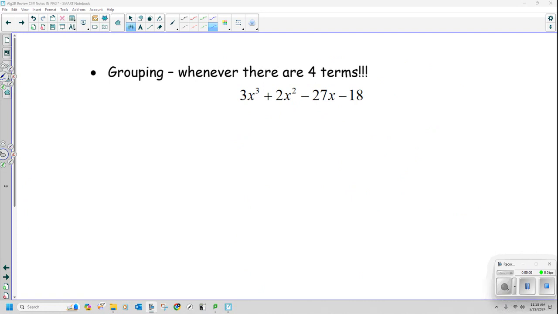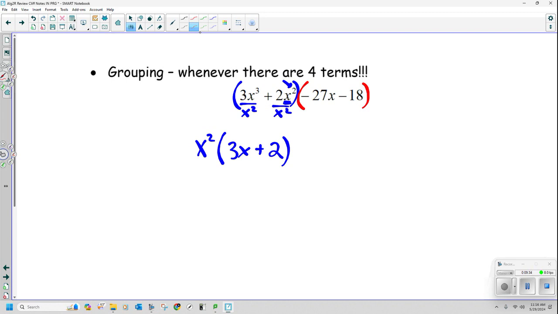If I have more than 3 terms, if I have 4 terms, I'm going to factor by grouping. What do I mean? I'm going to group the first 2 terms together, and I'm going to group the second 2 terms together. And I'm going to factor a GCF out of each one. I'm looking at the first term, and I can only take out an x squared, right? Remember, it's the smallest exponent. So if I take out an x squared, if I divide both by x squared, I end up with 3x plus 2. Now, the whole point is, when I take a GCF out of the red, I want the same thing to end up in the parentheses. I want positive 3x and positive 2. And I do that by dividing both by a negative 9. That's my GCF.